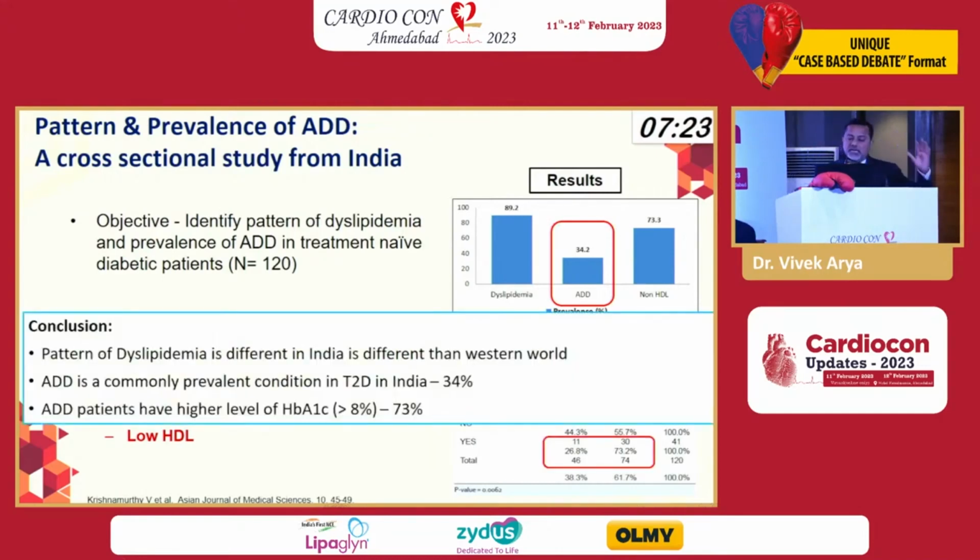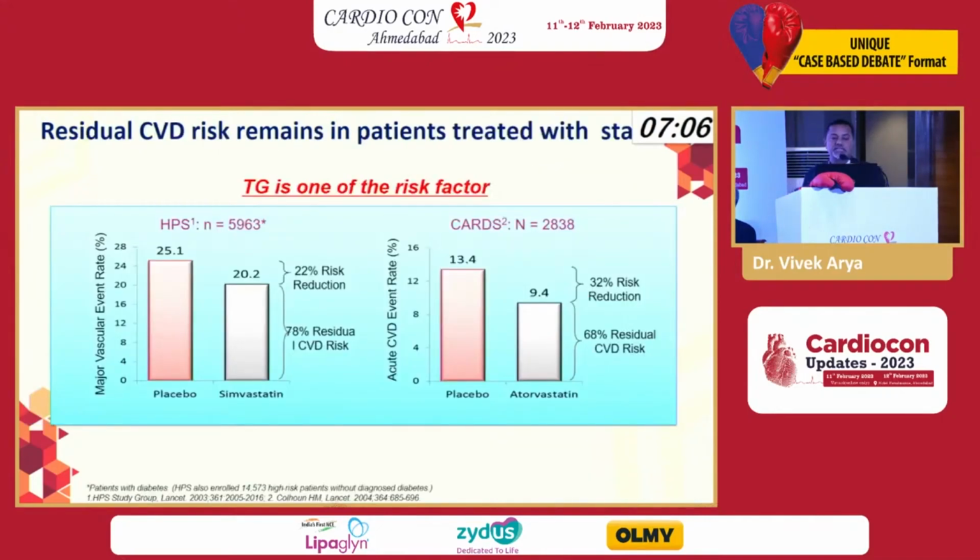Almost 34% of Indians commonly have this kind of condition when they have type 2 diabetes, and in people who have a higher level of HbA1c, more than 8%, the incidence goes up to 73%. So it is pretty high.